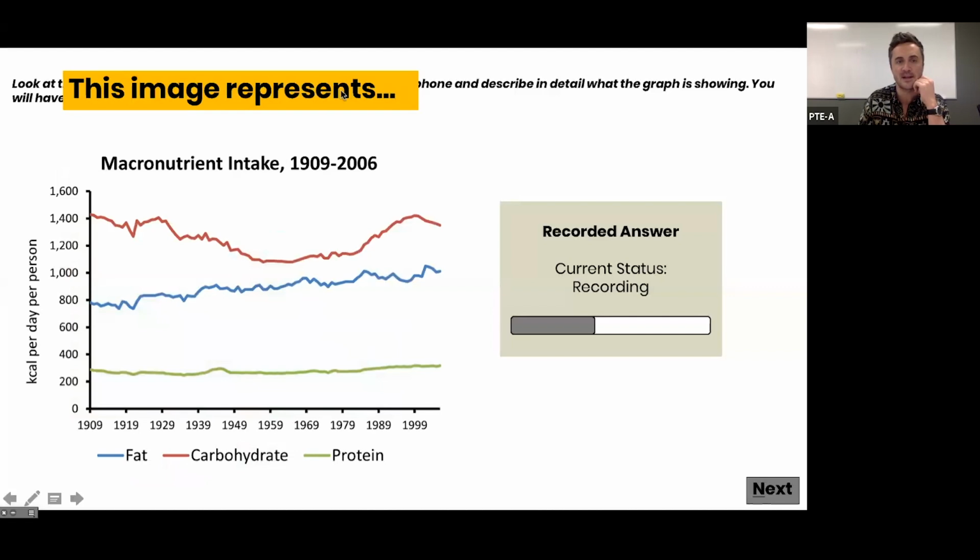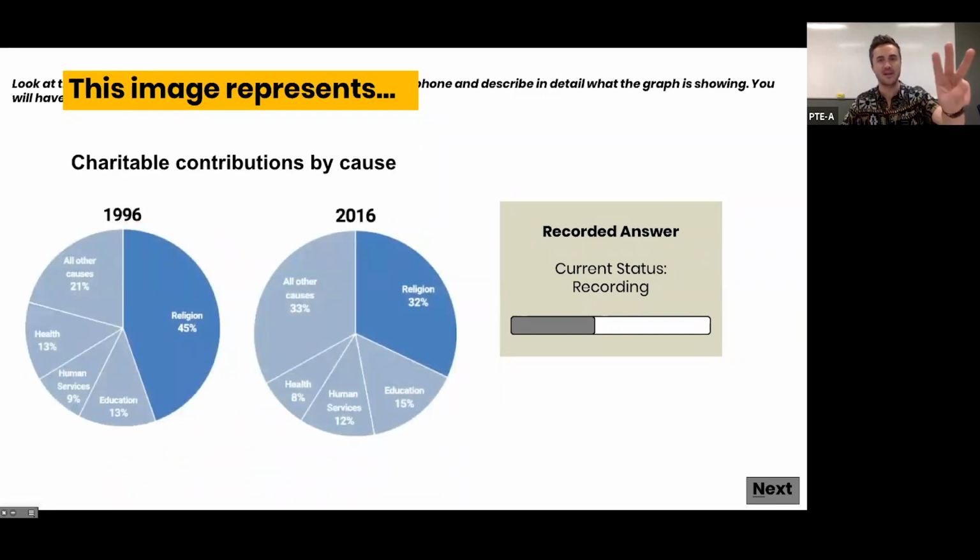Or this line graph illustrates the amount of macronutrients people ate between 1909 and 2006, including fat, carbohydrate, and protein. That's my introduction. It's taken about 10 seconds. You do it. Okay, in 3, 2, 1, go. Very good. Nice. Let's do this one. In 3, 2, 1, go.